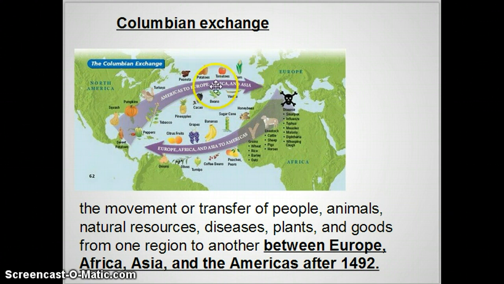And you can see on this map some examples of the items that were moved from the Americas back across the Atlantic Ocean to Europe, Africa, and Asia, and also some of the items, food, animals, diseases, germs that were spread from Europe, Africa, and Asia across the Atlantic Ocean over here to the Americas.